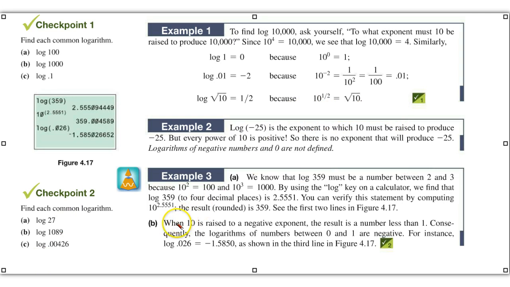So in letter B it says when 10 is raised to a negative exponent. Now remember, you can have negative exponents. The result is a number that is less than 1, that is, some sort of fraction. Consequently, the logarithms of numbers between 0 and 1 are negative. So for instance, the log of this, which is a number less than 1, is a negative. Now again, if you put this into your calculator, you can be checking these and practice how to use your calculator to get logs.